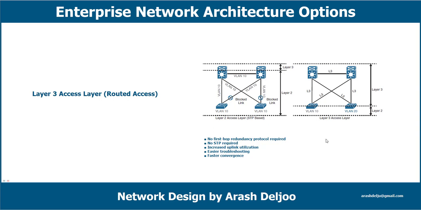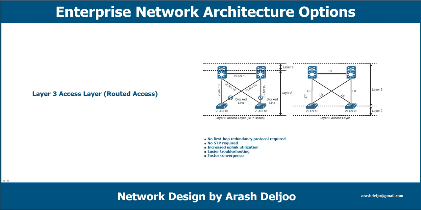Also, let me emphasize that when you use the layer 3 access layer, we don't need to configure any first hop redundancy protocol. Actually, FHRP is not available here because the boundary of layer 3 is the access layer switch. The access layer switch has the complete capability of layer 3 routing. The default gateway should be configured on the access layer switch. Because of that, here first hop redundancy protocol is not required. After that, here we don't have STP.